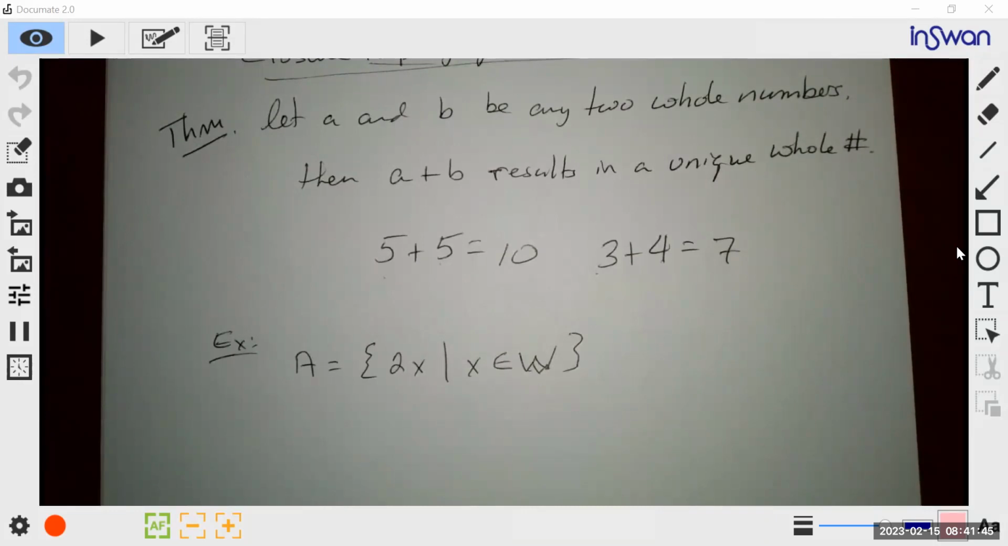Is this closed under the closure property? What does it mean? What is two times X? X is an element of the whole numbers. So for example, 2 times 4. Is 4 a whole number? Yeah, 2 times 4 equals 8. Is that a whole number? Yes. So that's a true example of closure. If I multiply any whole number times 2, the answer will be a whole number. In other words, it will not be a decimal.